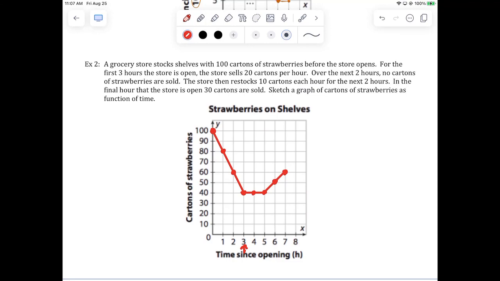And in the final hour, okay, so it tells us we're going one more hour. In the final hour, 30 cartons are sold. So I'm going to go from 60 down to where? 30, and I'm going to go right 1. So look, boom, like that.